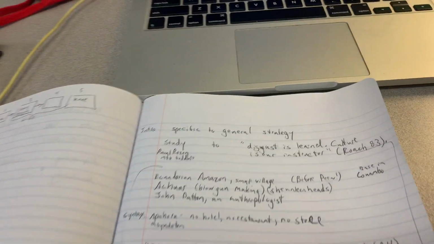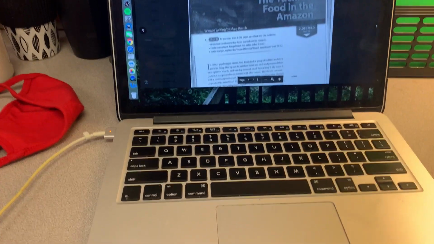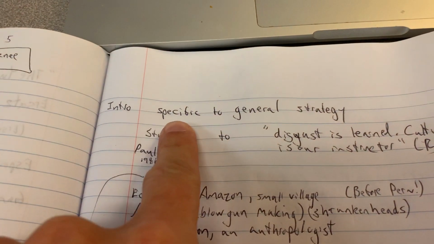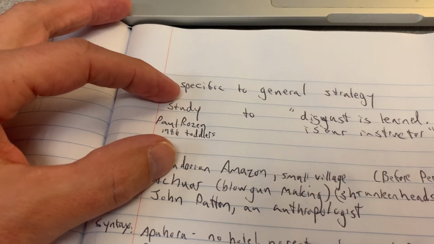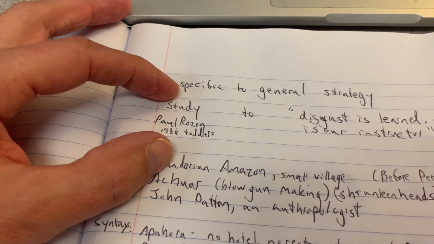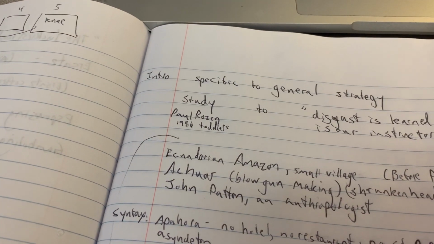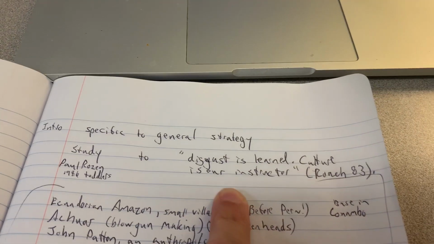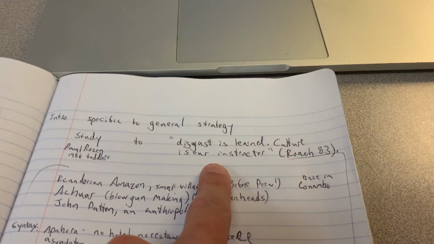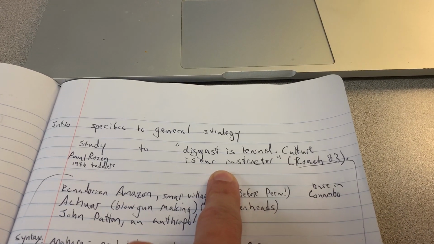No, this writer, Mary Roach, in the Yuckiest Food in the Amazon, her intro is so good. What she uses is the specific to general strategy. The specific is a study about Paul Rozin's 1986 toddlers eating food, and can you convince the toddlers to eat it, even if it's described like dog poop? And she goes to a general statement. This is the main theme of the article. This is why she's writing this article about the Achuar tribe.